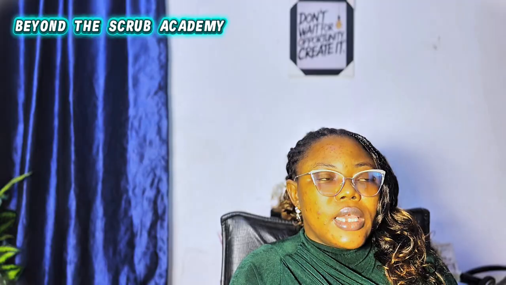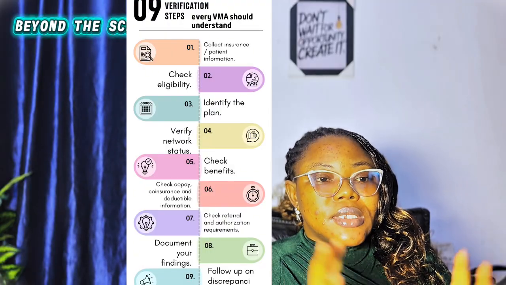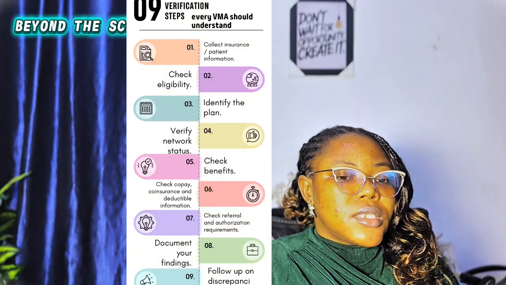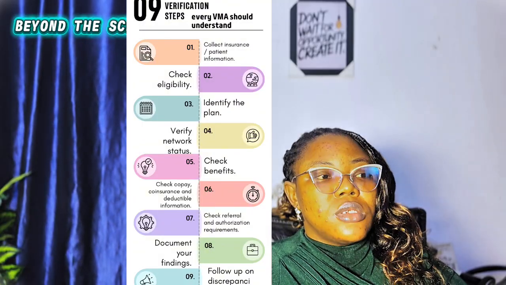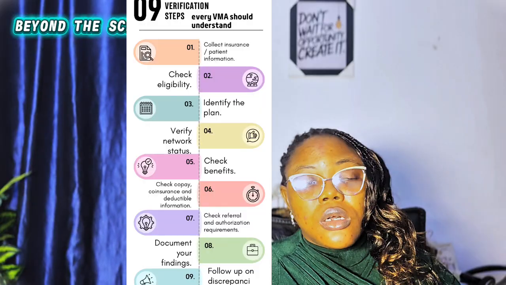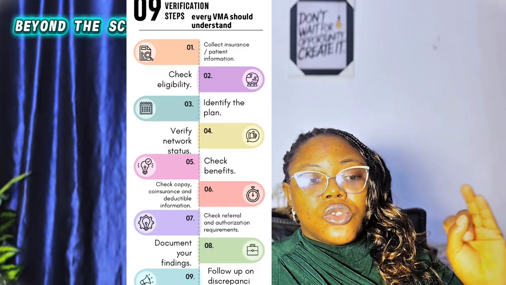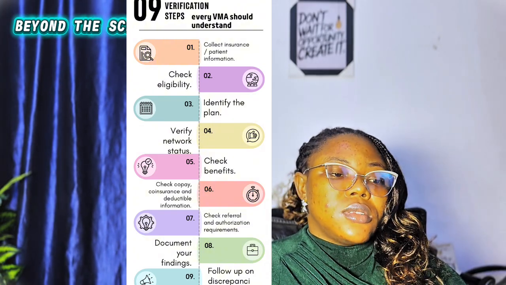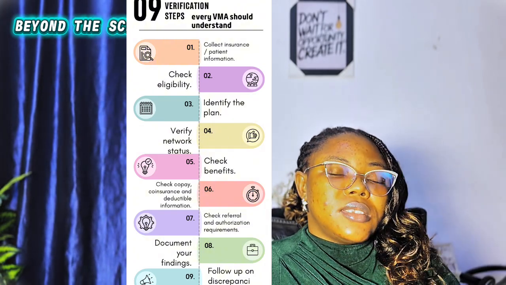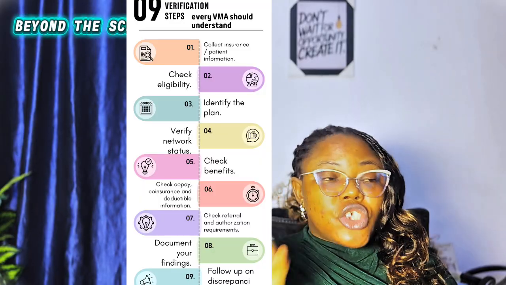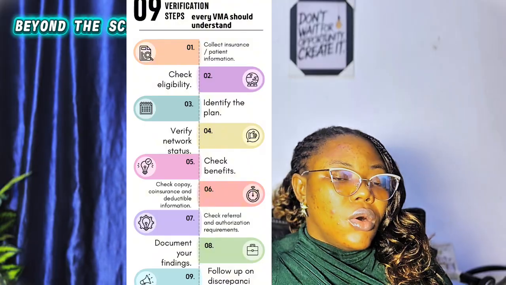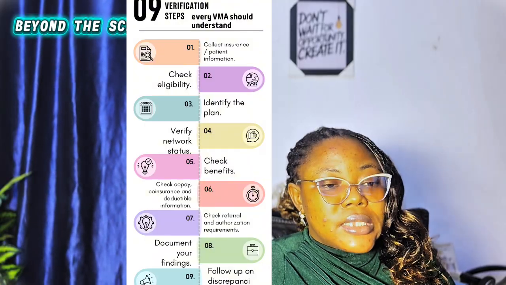Now, let me give you a simple workflow you can memorize. Okay, I'm going to use my Canva to design this, and I'm going to add it here. And you can have your pen to write it down. The first thing you need to do is what? Patient information: verify their identity, collect all necessary information. The next step is to do what? Check their eligibility, then identify their plan, then check their what? Their network, then check their benefits, check patient responsibility, check referral or prior authorization, document, follow up, and or escalate. Okay, so that is the basic workflow.